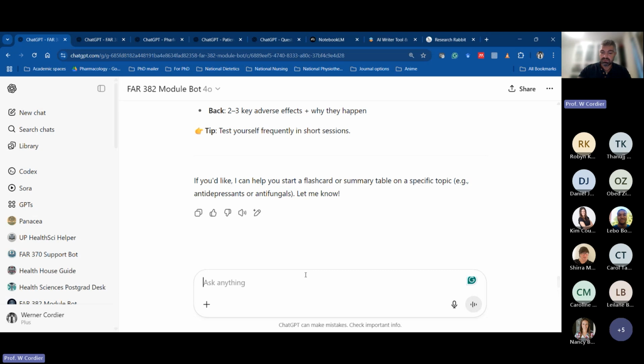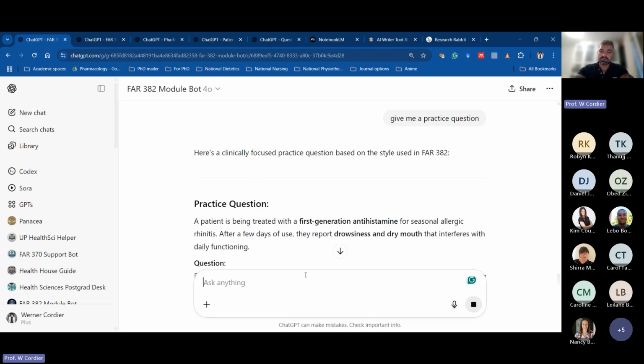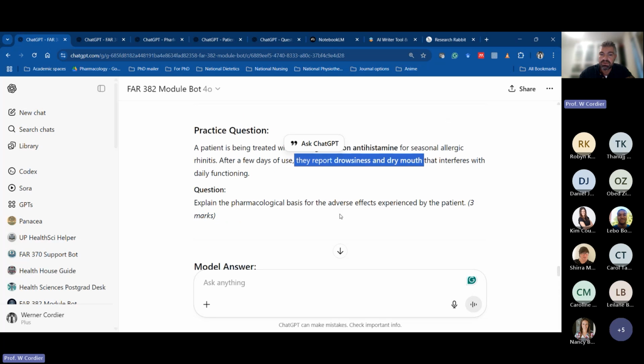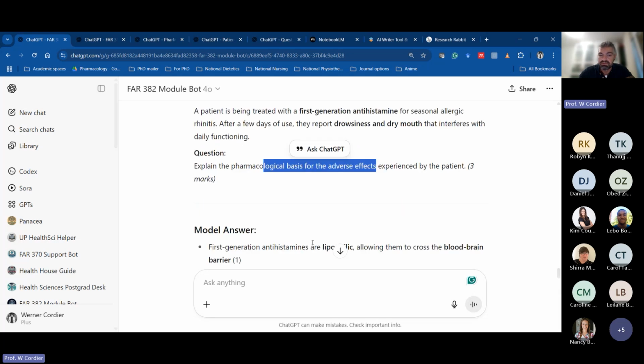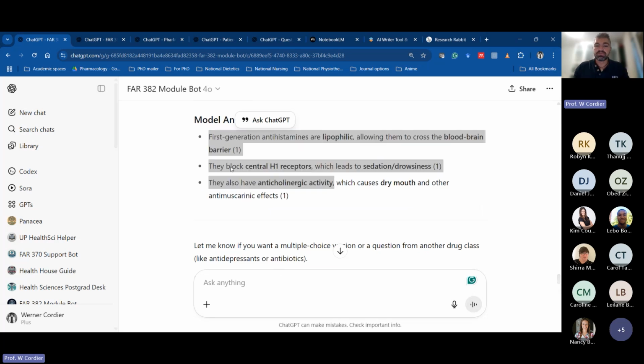We can even say, give me a practice question. So from our knowledge bank, it will now draw a couple of practice questions and modify it a little bit. For example, here, a patient is being treated with a first-generation antihistamine, gets a report of drowsiness and dry mouth. Please explain the pharmacological basis for it. And it will provide a model answer. The system is also trained so that when students insert their own answer, it will provide a level of feedback to say that this is a superficial answer, its terminology is incorrect, and so forth.